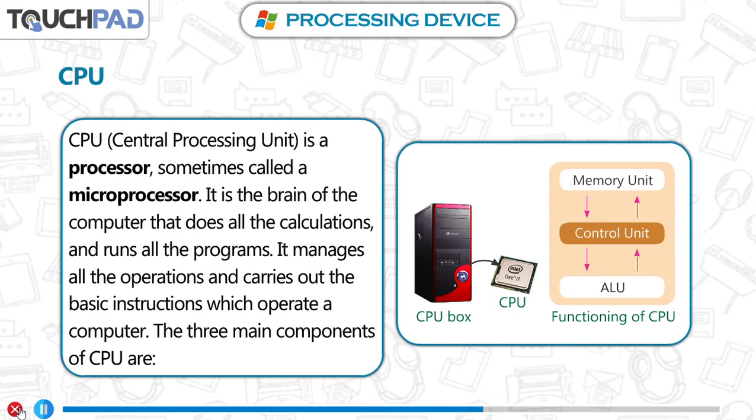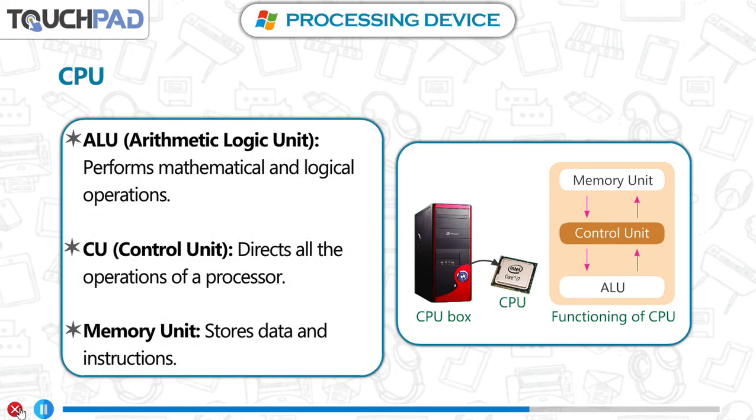The three main components of the CPU are: ALU, Arithmetic Logic Unit, which performs mathematical and logical operations. CU, Control Unit, which directs all the operations of a processor. Memory Unit, which stores data and instructions.